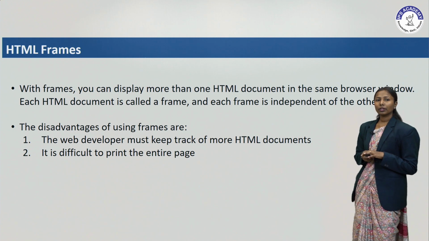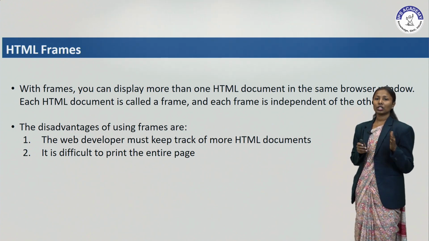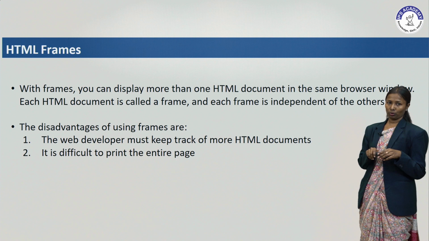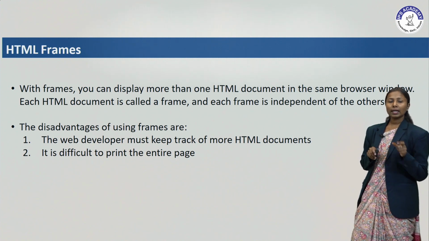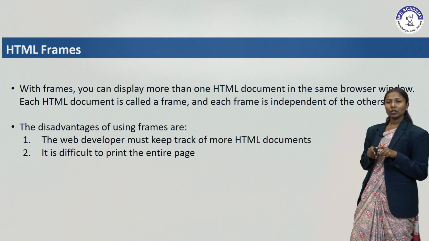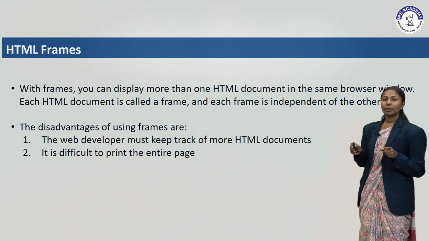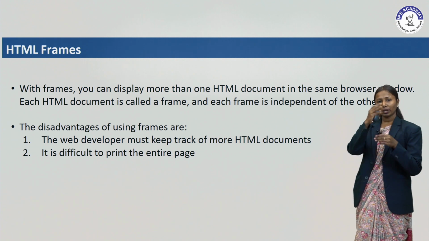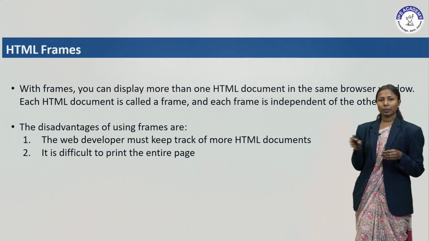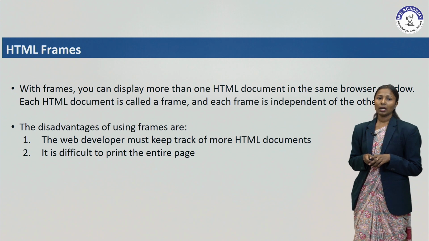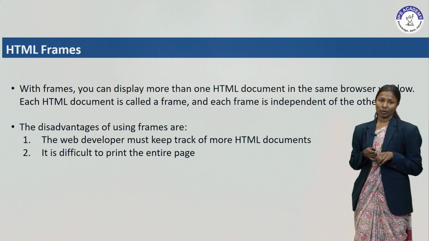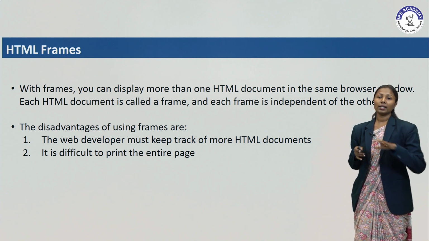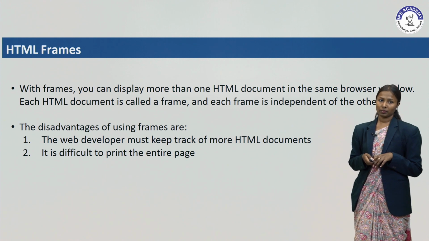Now the next topic is HTML frame, right? With a frame you can display more than one HTML document in the same browser window. Each HTML document is called a frame, and each frame is independent of the others. It means if you want to divide your whole screen or whole HTML document into multiple frames, then you have to use this element. So what are the disadvantages of using frames? The web developer must keep track of more HTML documents, and it is difficult to print the entire page when you are creating frames, right?